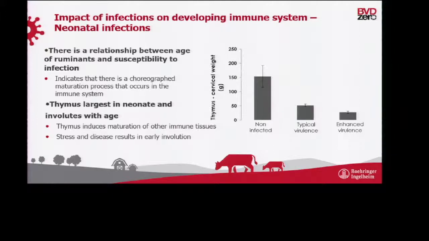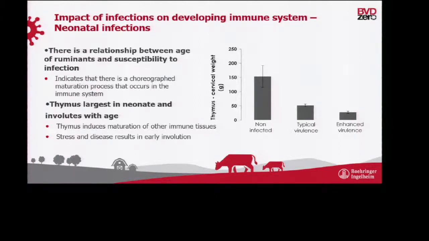So animals are not born with a functional immune system. Depending on the species, they may be more or less mature. Cattle in particular are born with a rather immature immune system that needs to be set up. And it uses cells from the thymus to set itself up. And this is just talking about viruses in general and the ruminant thymus.